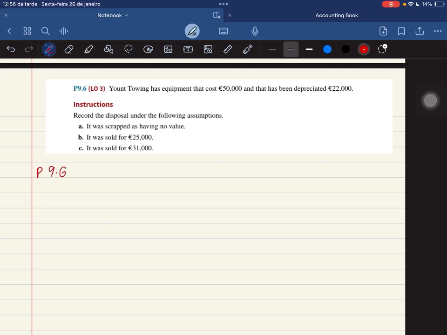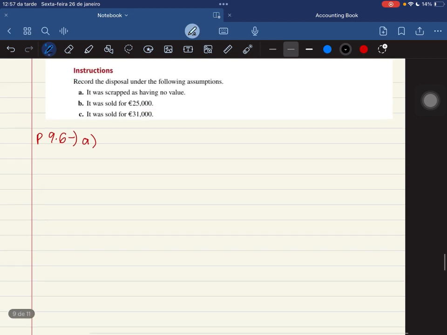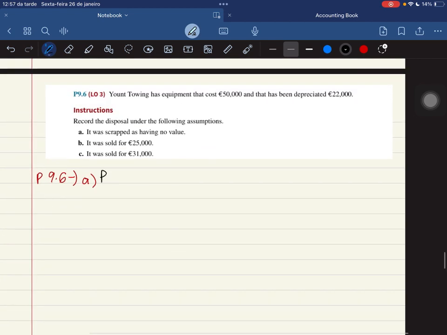Exercise 9.6. Yont Towing has equipment that costs 50,000 euros and that has been depreciated 22,000 euros. Record its disposal under the following assumptions. Letter A, it was scrapped as having no value. Well, when you scrap something, it's like you're throwing it away, regardless of whether it was worth some money or not. So the first thing that we need to calculate is the current book value of this equipment.